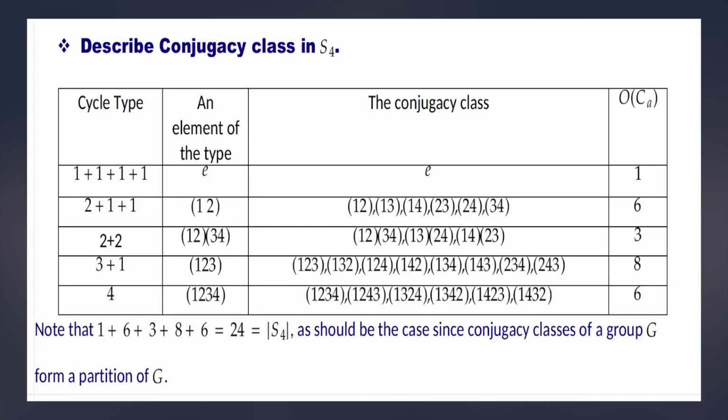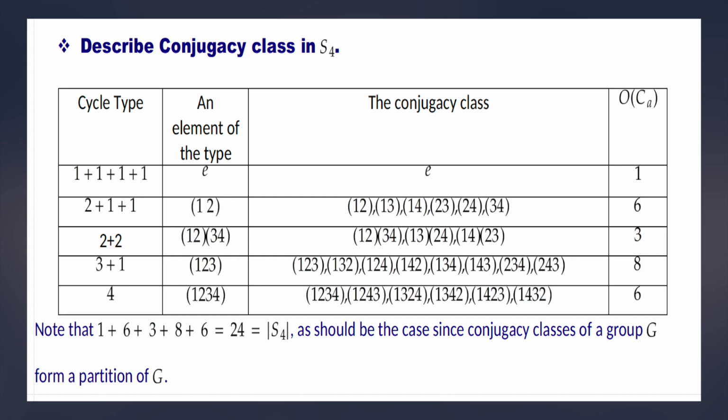Now we will describe the conjugacy classes in S4. Let us see the table here. The cycle type is 1 plus 1 plus 1 plus 1. Here, the element of this type is the identity. The conjugacy class is the identity. Here, there is only one element. So, the order of C(a) here is 1.